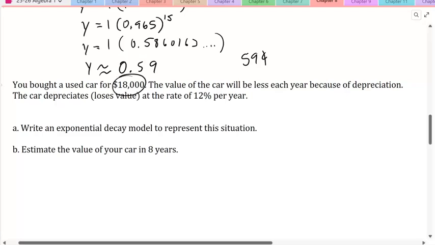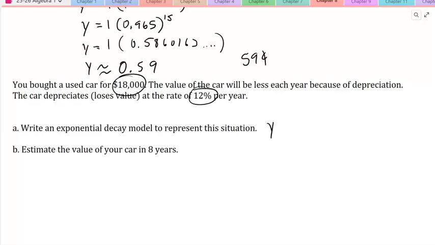So we bought it for $18,000. It goes down by a rate of 12% per year. What is the exponential decay model for this? Well, the car's value, Y, is equal to the initial amount that we paid for it, $18,000, multiplied by 1 minus 12%, which is 0.12, and that is to the power of time. So there's our decay model.